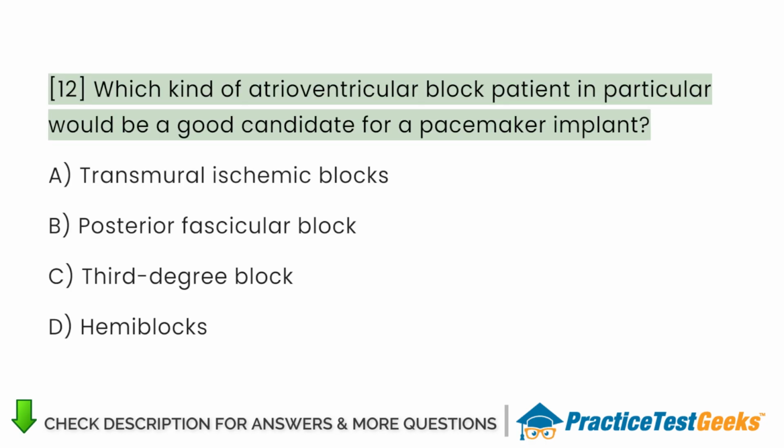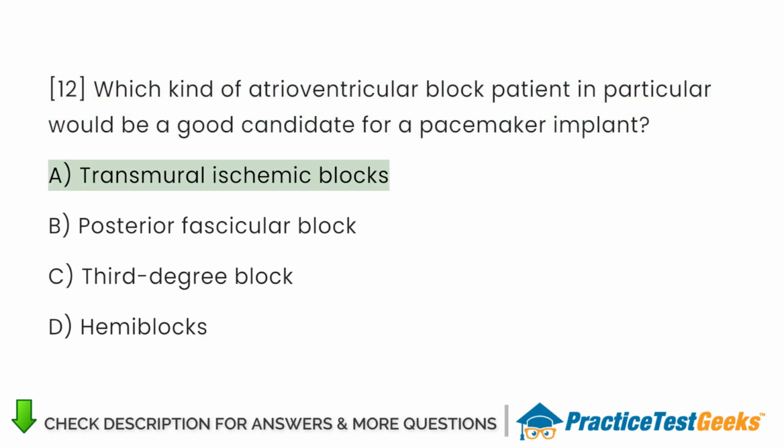Which kind of atrioventricular block patient in particular would be a good candidate for a pacemaker implant? A. Transmural ischemic blocks. B. Posterior fascicular block. C. Third-degree block. D. Hemi blocks.